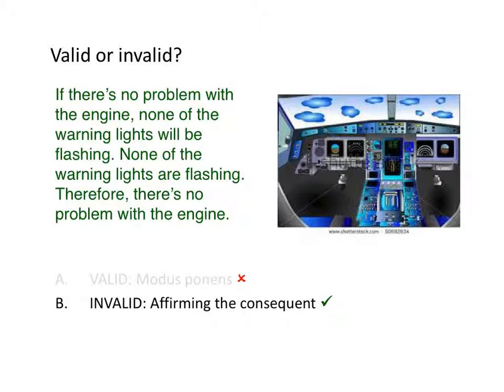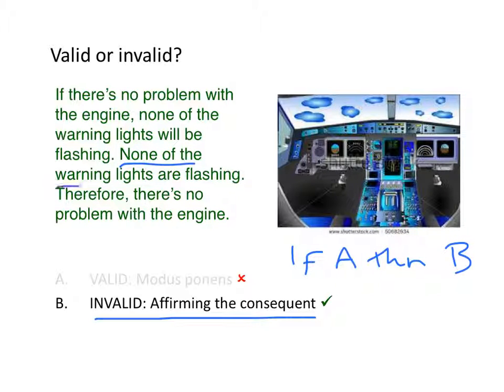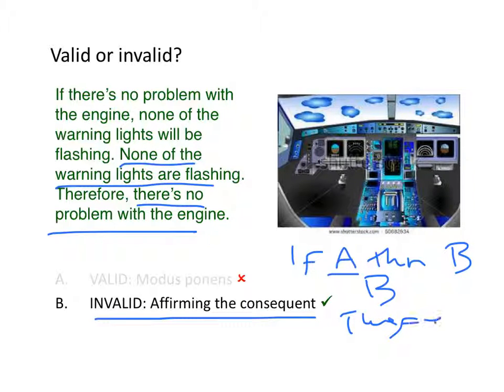Hope you got this one right. This is the invalid form, affirming the consequent that we were just looking at. If there's no problem with the engine, none of the warning lights will be flashing. If A, then B. And then we're told that B is true. None of the warning lights are flashing. Conclusion, there's no problem with the engine. That's saying that A is true. Therefore, A. Well, this is the invalid pattern, affirming the consequent. If A, then B doesn't entail that if B, then A.